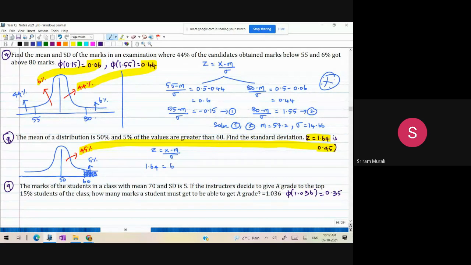This is your x, 60. What is m? 50. What is sigma, to be found? Can you not cross multiply and find sigma? 10 by 1.64, which is equal to 6.09. Have you all understood?